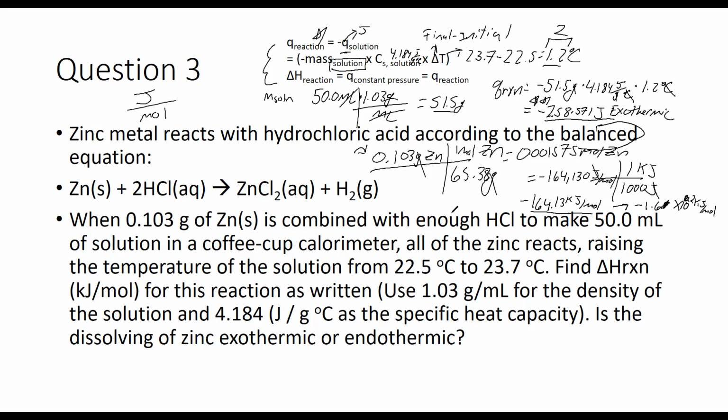Yeah, so 23.7 minus 22.5. It is tempting to think that is 3 sig figs, but when you actually do the math, the answer is 1.2. Yeah.